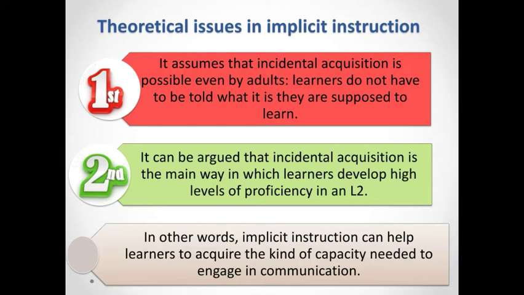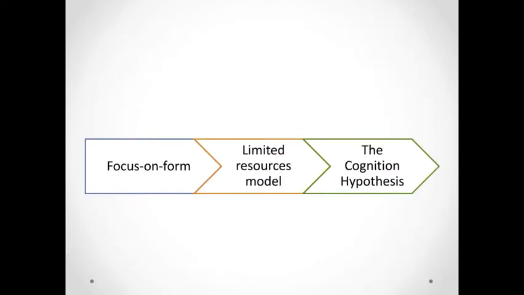And the second, it can be argued that incidental acquisition is the main way in which learners develop high levels of proficiency in a second language. In other words, implicit instruction can help learners to acquire the kind of capacity needed to engage in communication. And these are the theoretical constructs that inform implicit instruction: the first is focus on form, then limited resources, and the last, the cognition hypothesis.